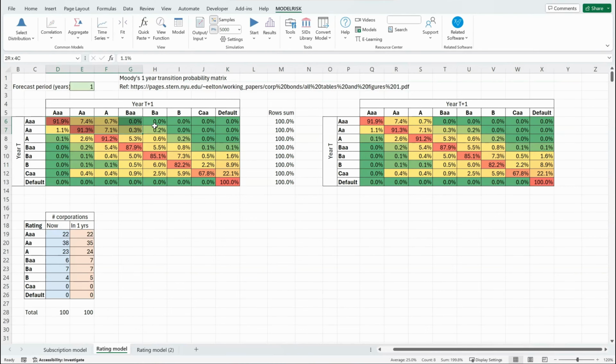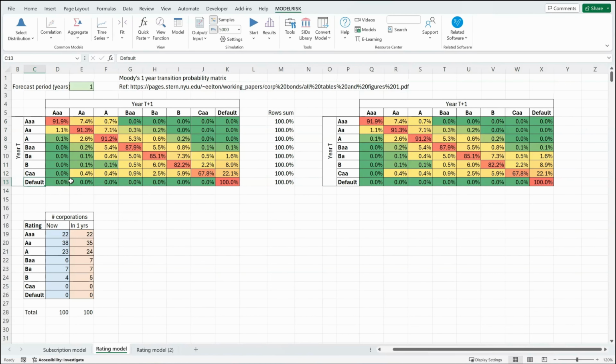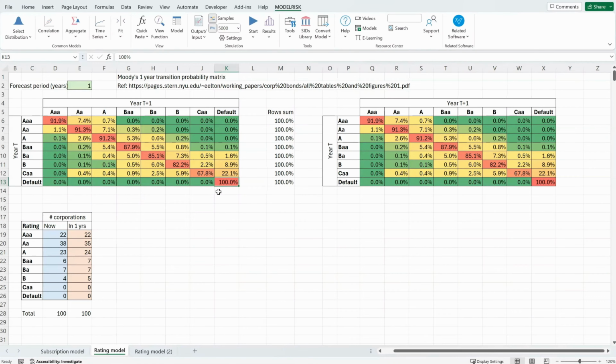So each row, as you see, sums to 100%, because each of these different states, as a total, describe all of the possible states that the entity can be in. You'll notice that once an entity or business is in default, it remains there. So it has a 100% probability of remaining in the same default state. This is sometimes called an absorption state.